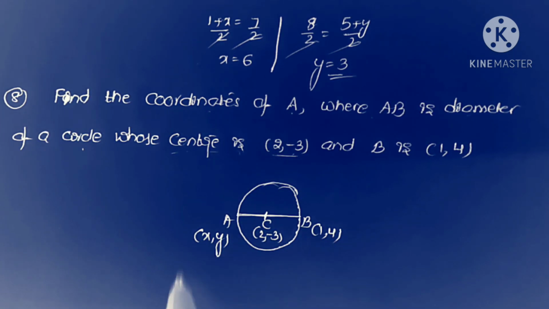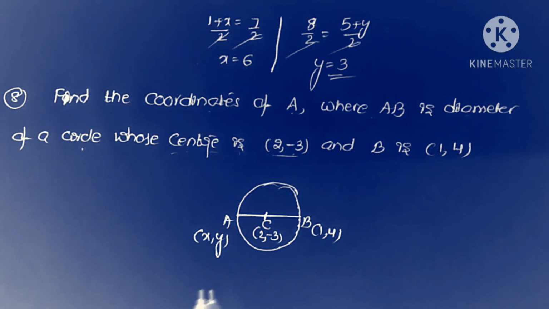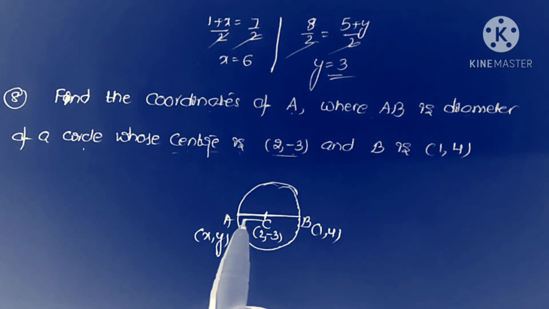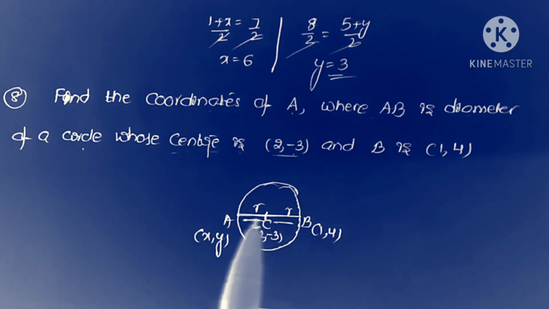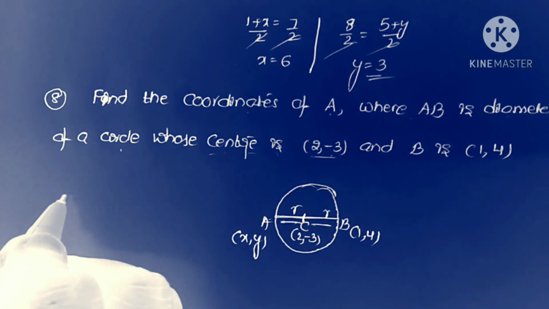So we take this point as x comma y. Clearly here these two values are equal. This is the radius, this is the radius. That is, C is the midpoint of AB. So by applying that we will get the value.